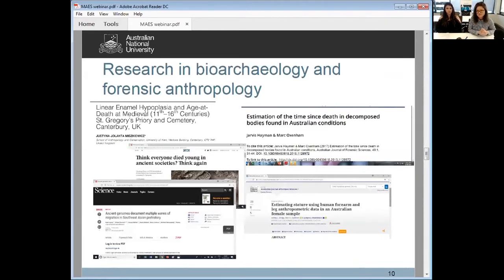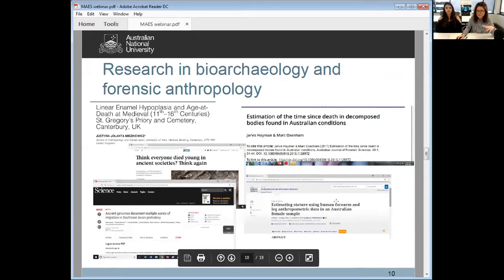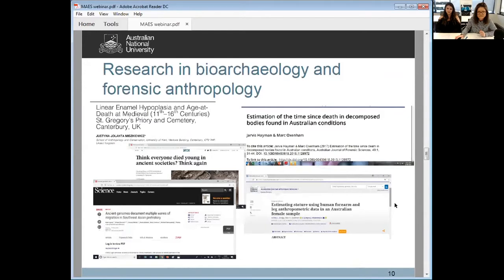We can train you in examining human teeth for markers of what we call physiological stress, to then try to reconstruct how much physiological stress a population would have undergone back in the Middle Ages, but also that forensic aspect of what we're doing. Here you can see a couple of examples of papers that we did recently, looking at estimating stature from different body parts to basically improve forensic methods in Australia.